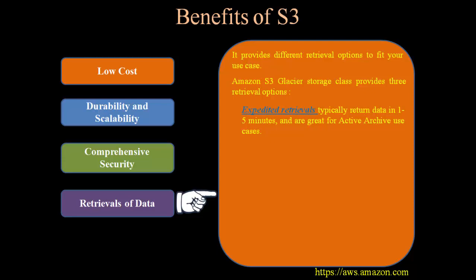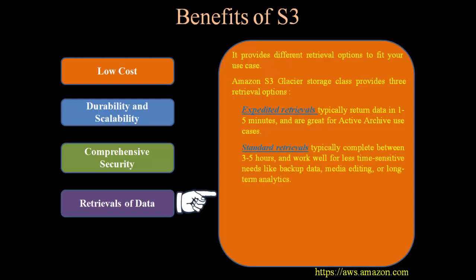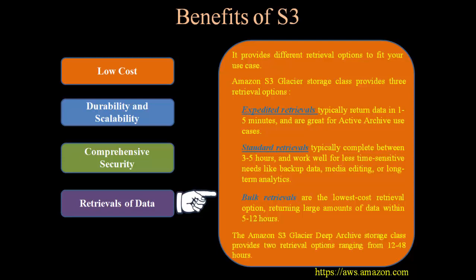The second one is standard retrievals. It typically completes between 3 to 5 hours and works well for less time-sensitive needs like backup data, media editing, or long-term analytics. Next, bulk retrievals are the lowest cost retrieval option, returning large amounts of data within 5 to 12 hours. And last, the Amazon S3 Glacier Deep Archive storage class provides 2 retrieval options ranging from 12 to 48 hours, and it stores large amounts of data at very low cost.